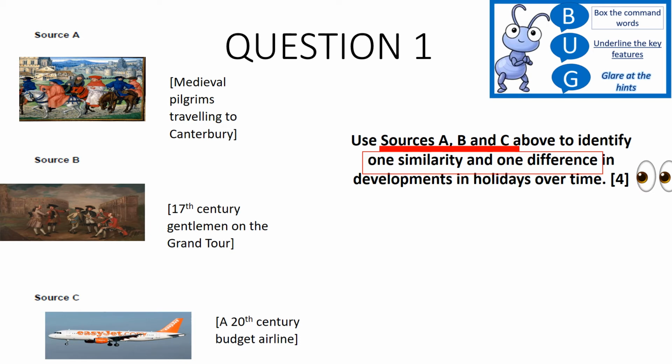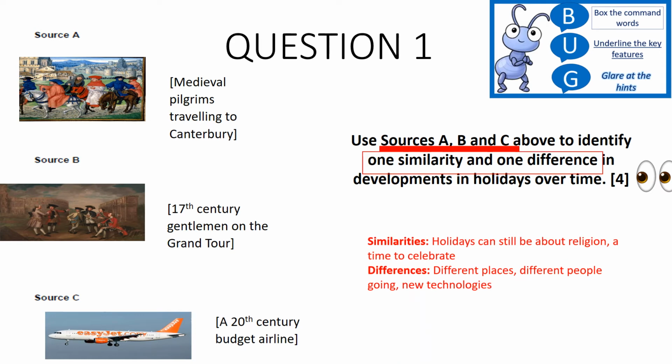Now, it's always important to make sure you are getting proper historical information for this. So I've just given you some examples of similarities and differences you could think about. So holidays can still be about religion across all these eras. It's a time to celebrate, regardless of what's being celebrated, again, normally religious. Differences is that we go to different places, as different people going, and there are obviously new technologies to help with travel and holidays.